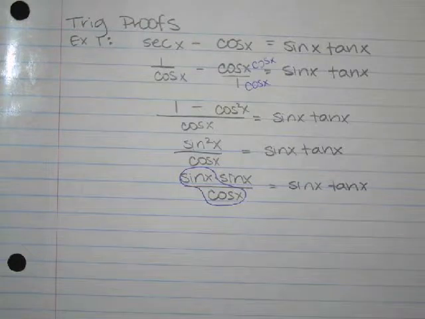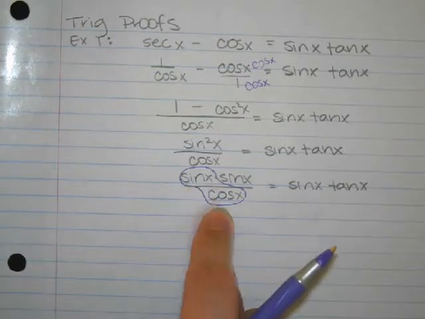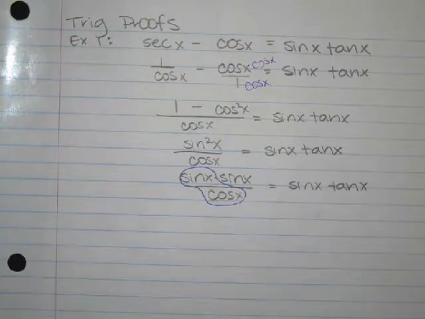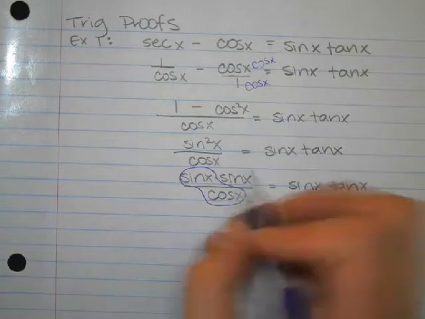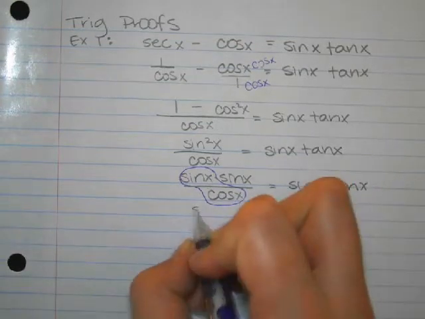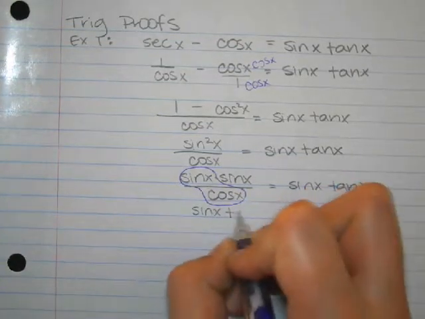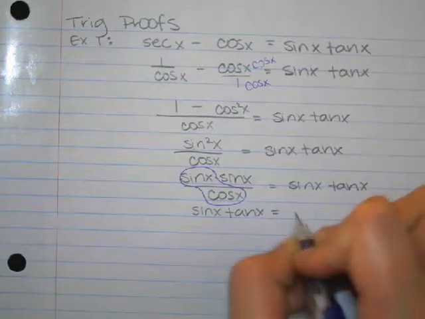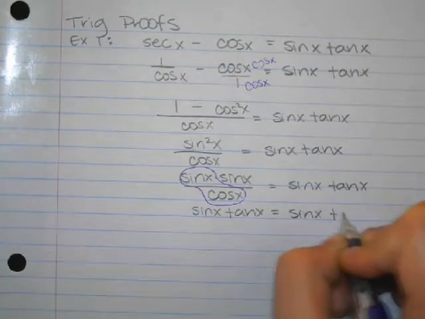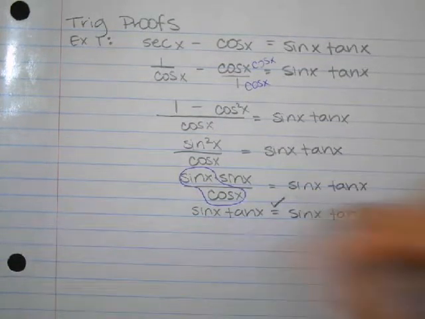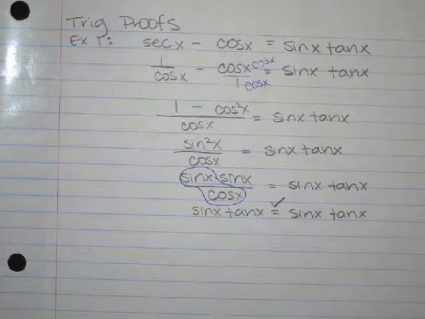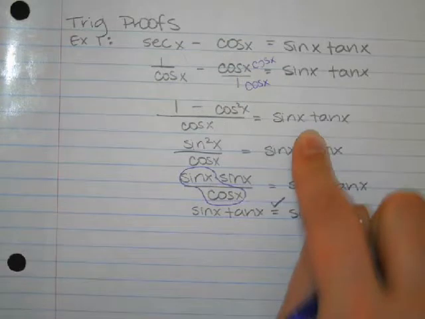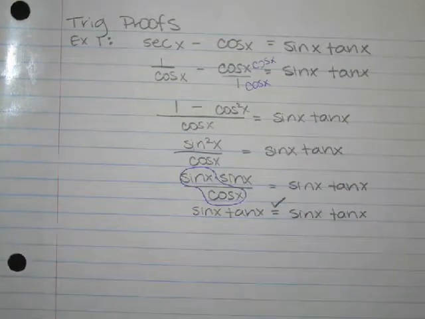You guys see it? So this part right here is tan. Tan times sine. Okay? So I'm going to say, and I'll go ahead and write it the same order that they had it, sine x tan x equals sine x tan x. Check. I'm done. And if you notice, the right side stayed exactly the same the whole time. I didn't do anything to it.